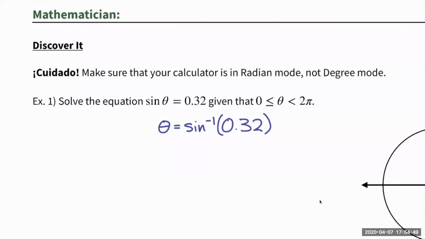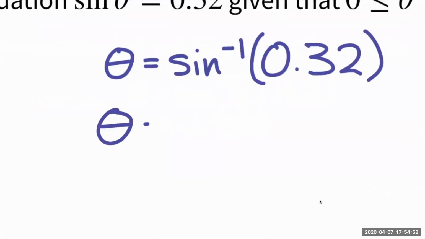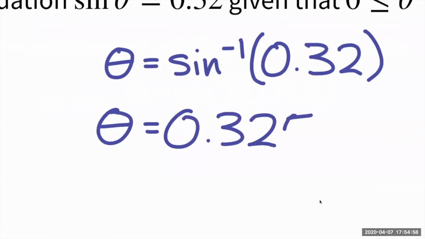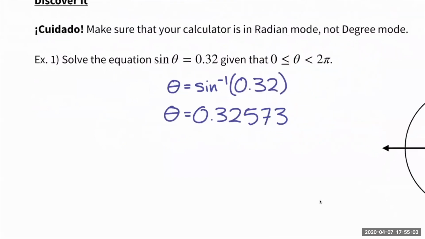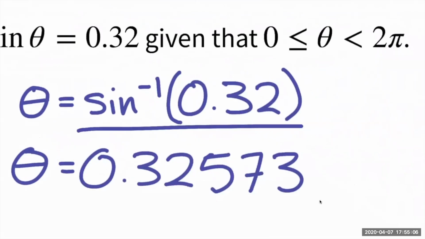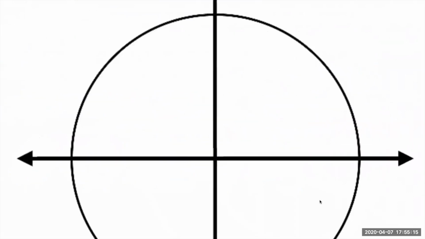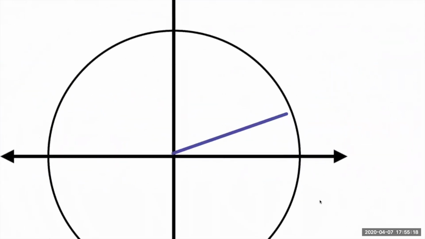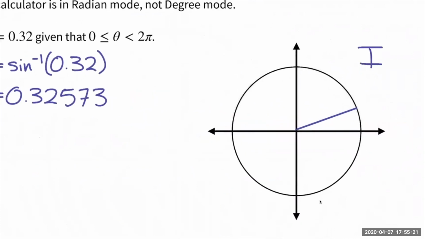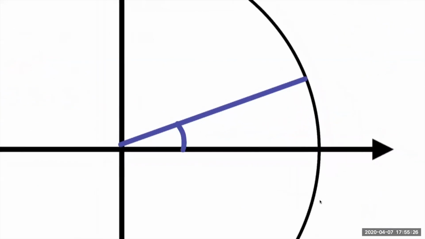So from our calculator, we just found that theta is equal to 0.32573. And if we're talking about sine inverse with a positive sine ratio, that means that we're operating in quadrant 1. Because sine inverse is in quadrants 1 and 4, but we have a positive sine ratio, so quadrant 1. And basically what we just found was this angle.